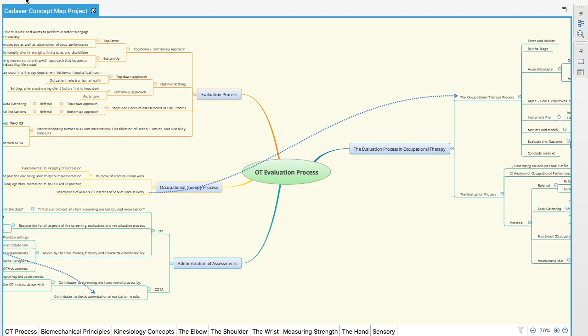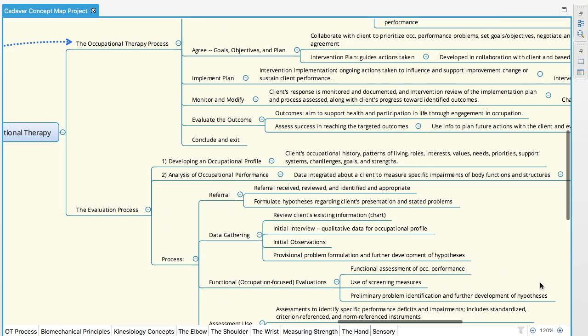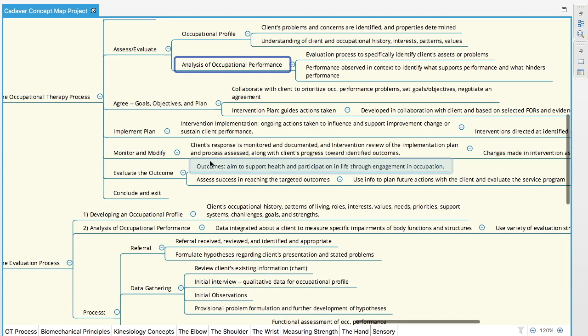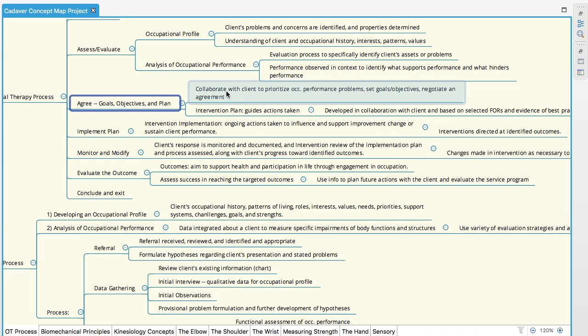During the OT evaluation process, one would receive a referral, review it, and conduct a screening to determine if further evaluation is needed. If so, one would gather data about the client using an occupational profile while also observing the client's occupational performance. Once these two things are done, the occupational therapist would then use standardized and non-standardized assessments to further identify barriers to occupational performance, as well as identify goals of therapy in collaboration with the client.